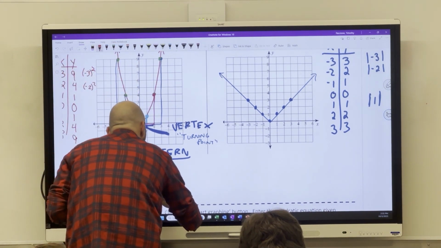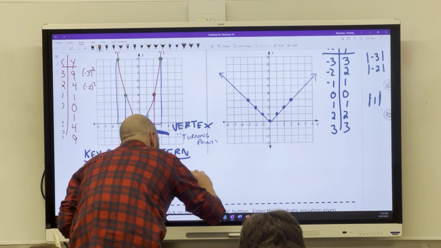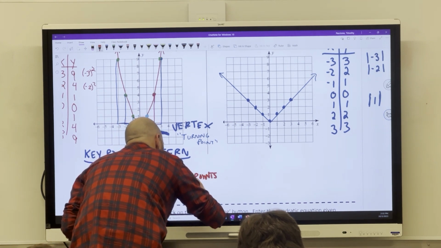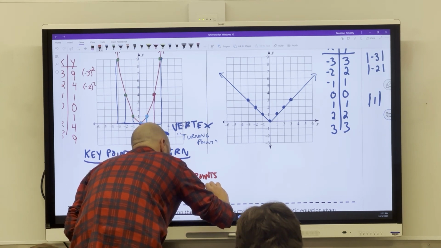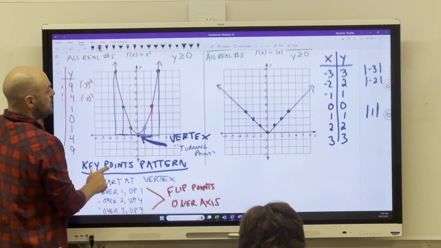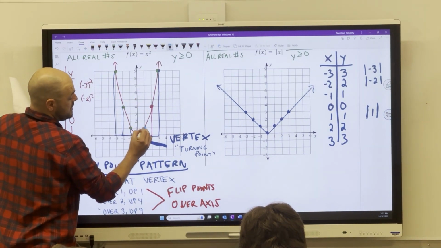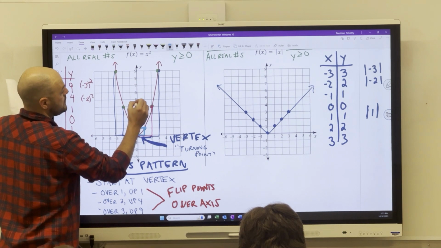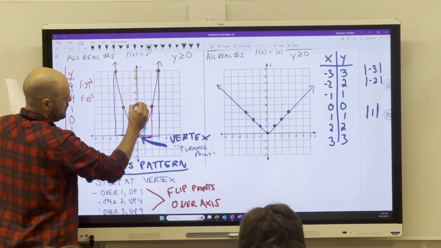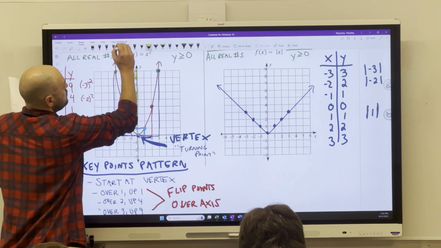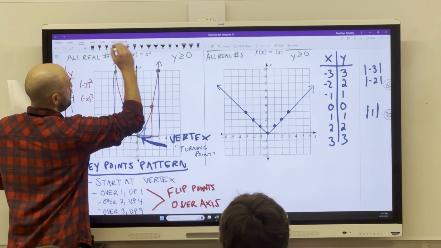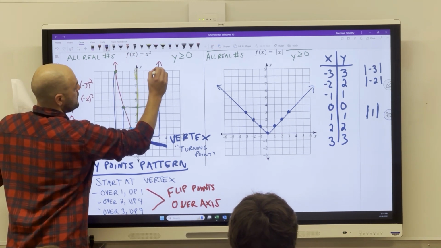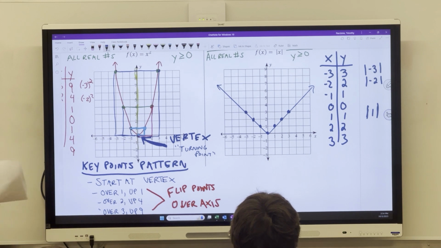So we can then flip points over the axis, okay? Because, and to flip, think about it, this is 1 away, this is 1 away from the axis. This is the axis, right here. This one is 2 away, this one is 2 away. This one is 3 away, this one is 3 away, right? So it gives you 3 more points, and that gives you 7 points.